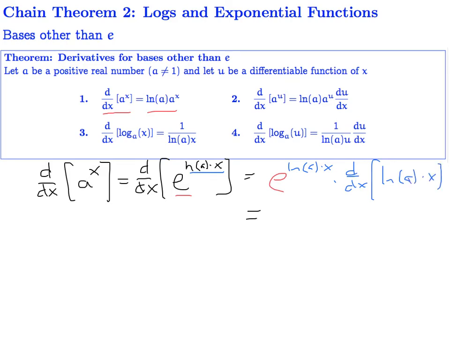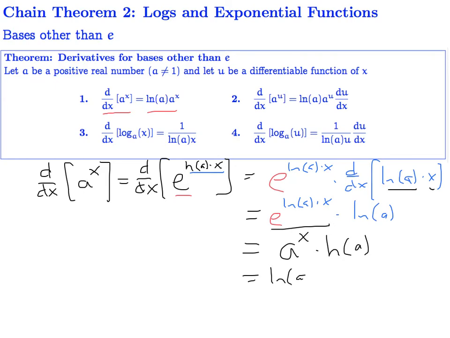And well, what does this end up being? This is just going to be e to the natural log of a times x. And what's the derivative of this going to be? Well, the thing to notice is that natural log of a is a constant times x, so we're just left with natural log of a. And what we can do is now simplify this, because again, e to the natural log of a to the x is just a to the x, times the natural log of a. And then, of course, it's traditional to move the constant in front of the rest of the function, so this is how we get our derivative formula out.